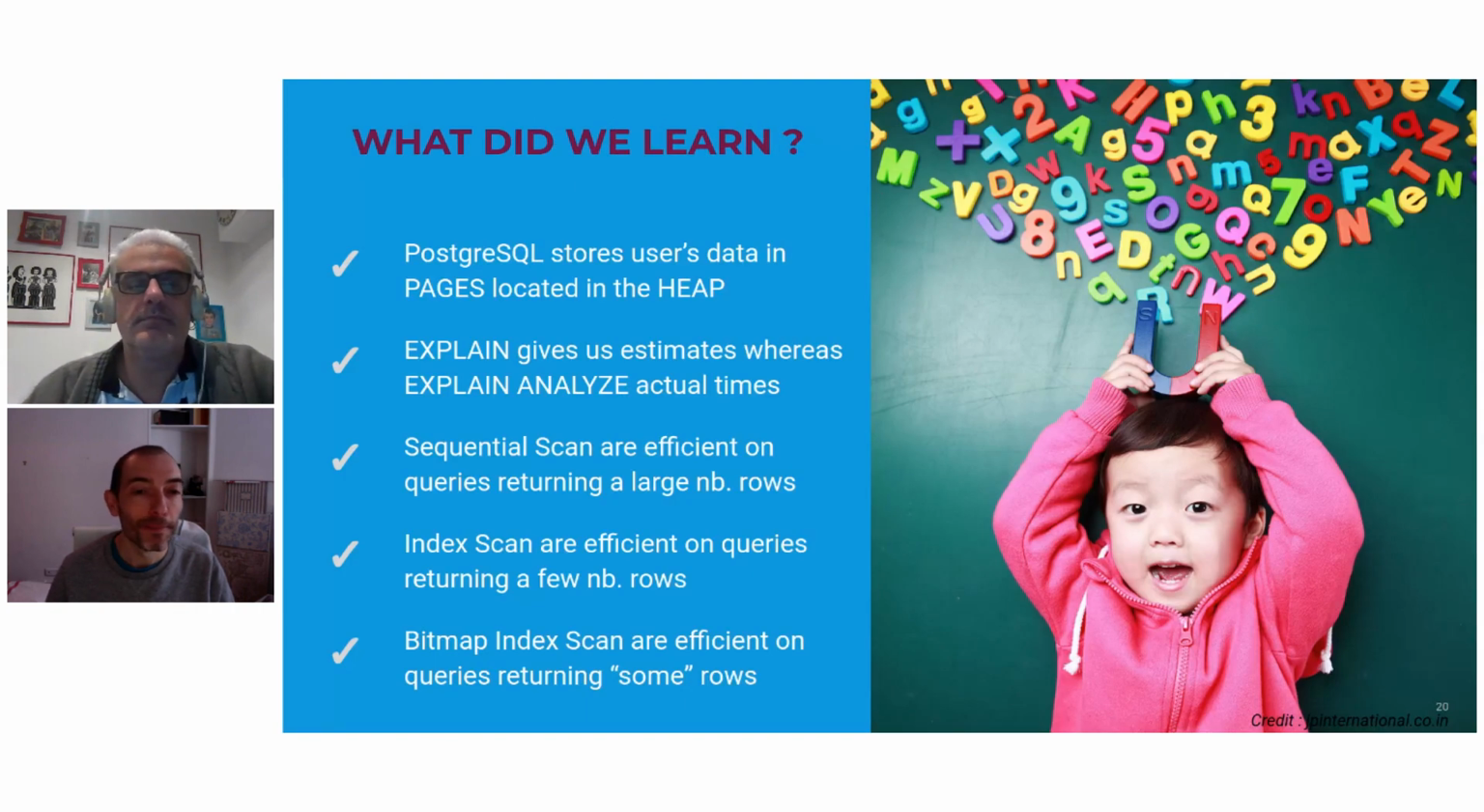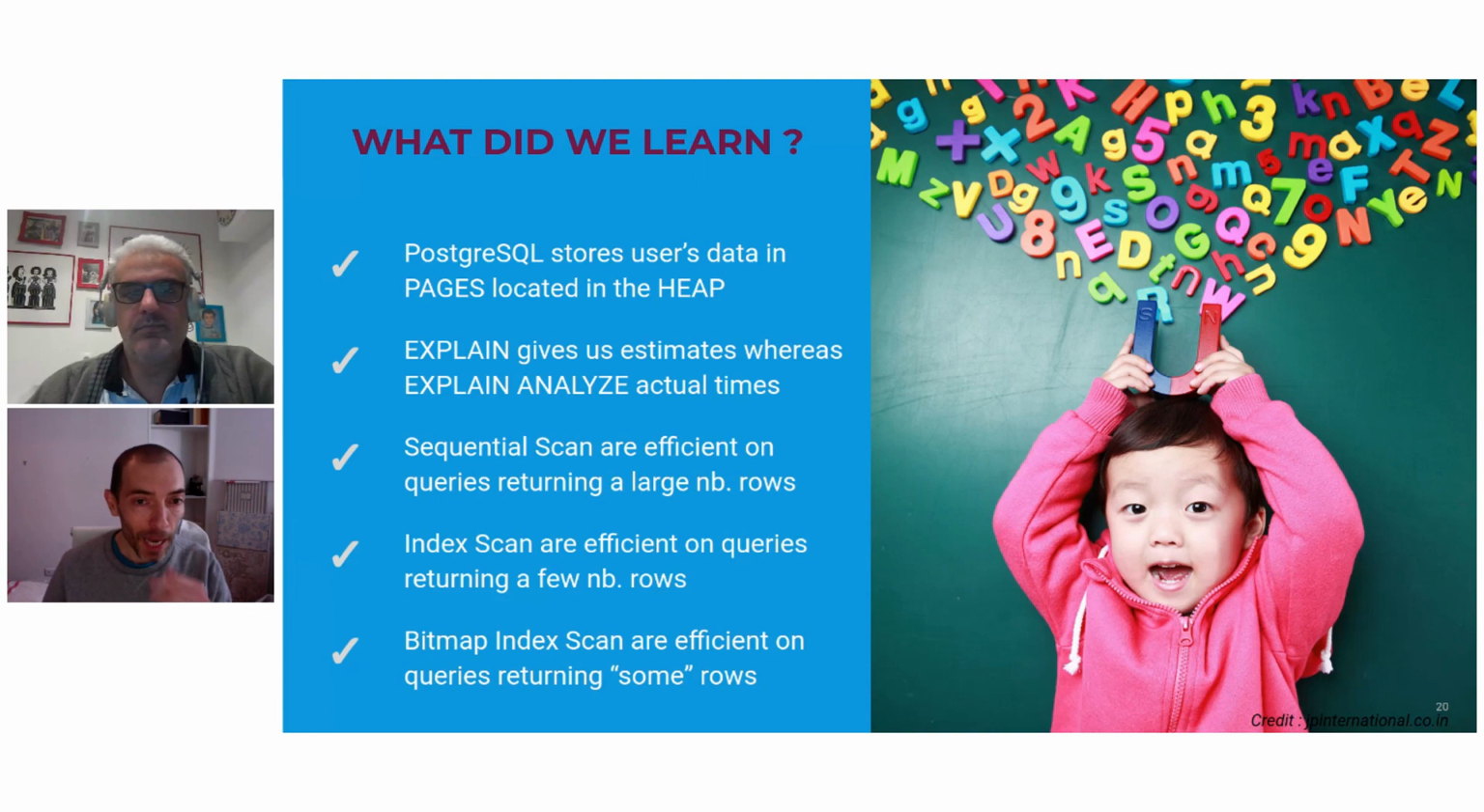So what did we learn so far? We talked about the data structures, essentially the pages and the heap. We also explained the explain and explain analyze commands. Keep in mind that explain is all about estimates, and explain analyze gives the actual times by running the query. And we saw together the three most used and common access methods that Postgres uses all the time: the sequential scan, the index scan, and the bitmap index scan.